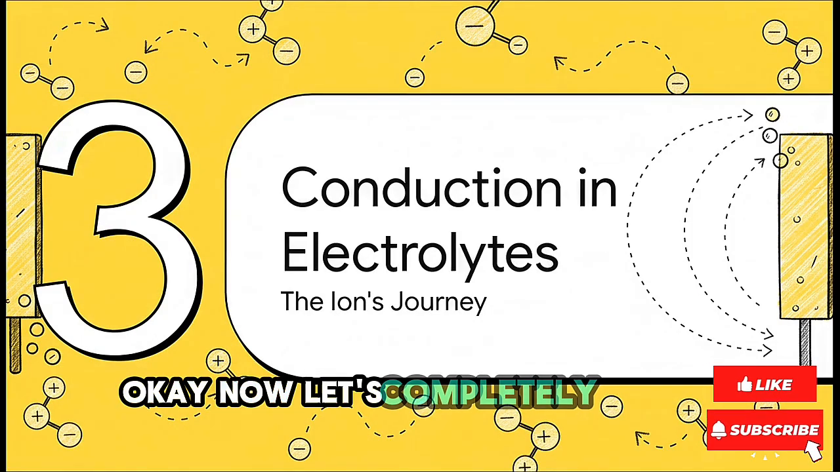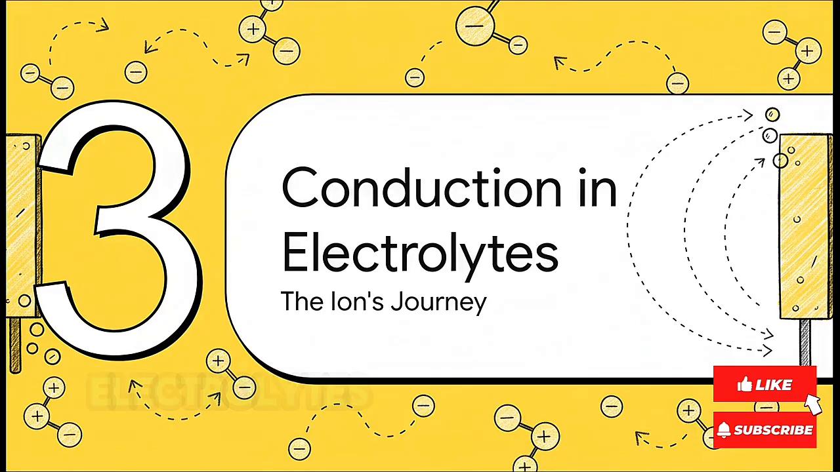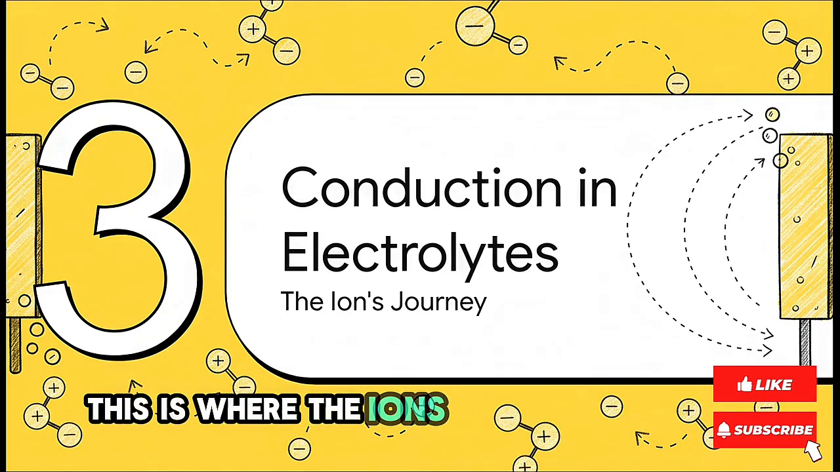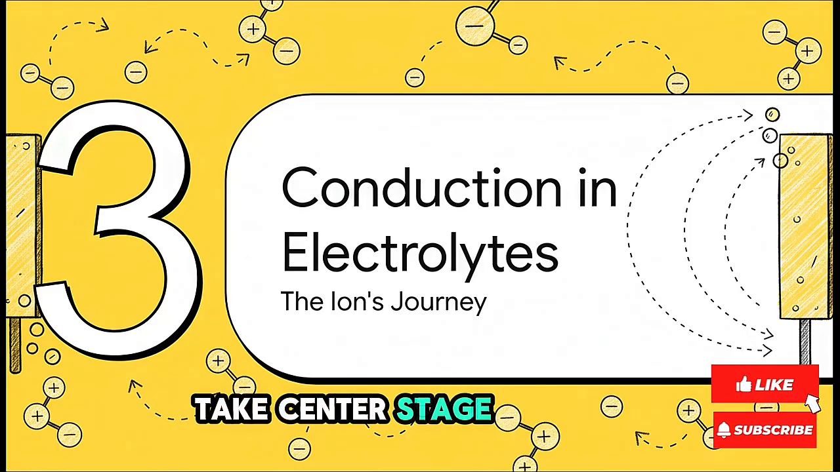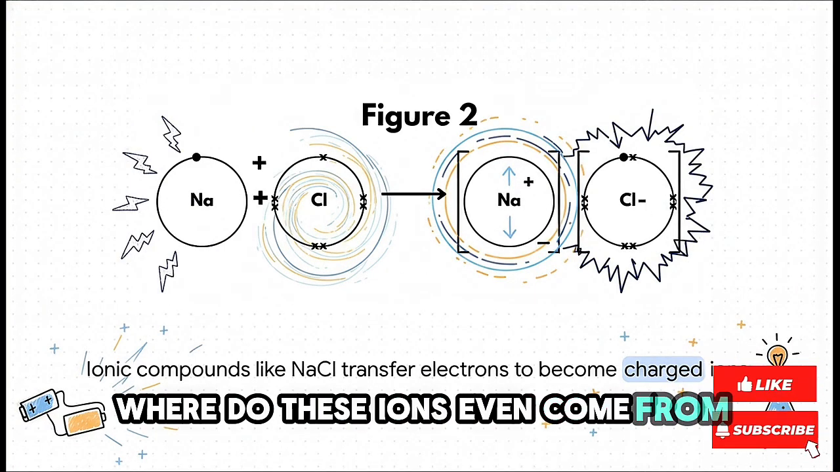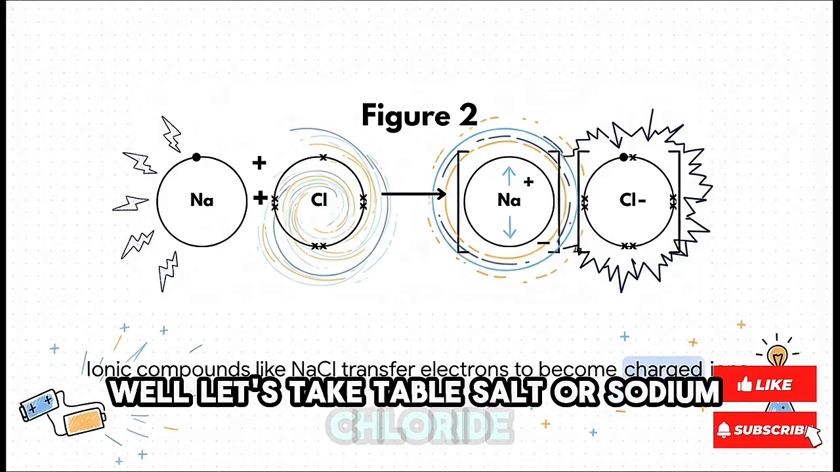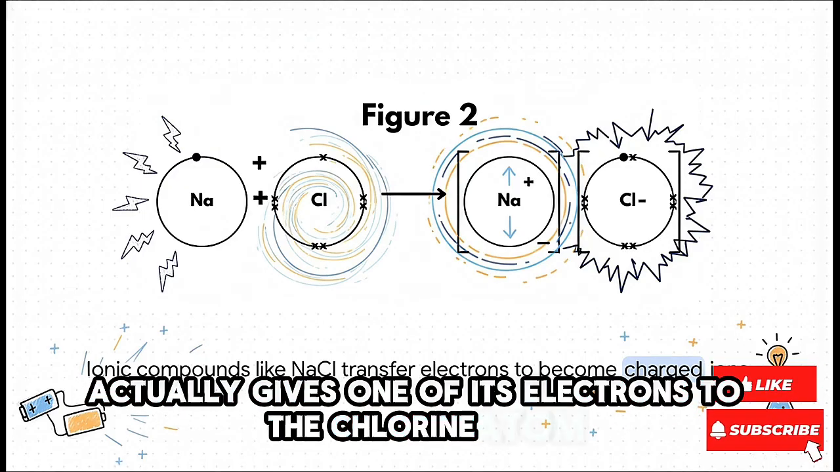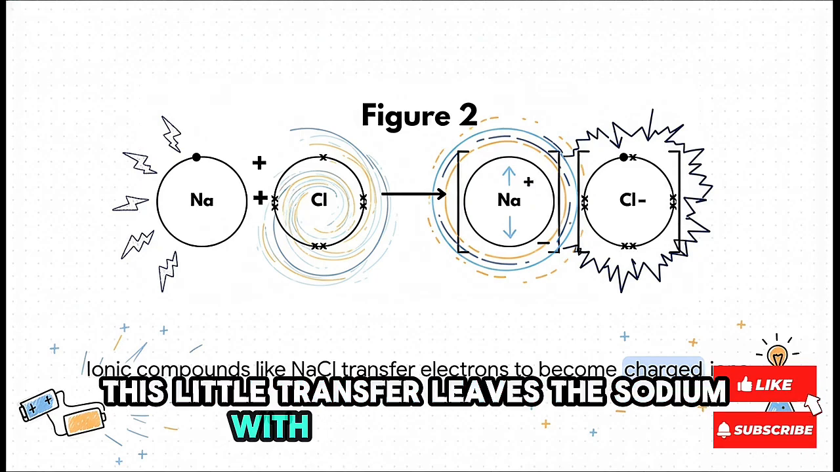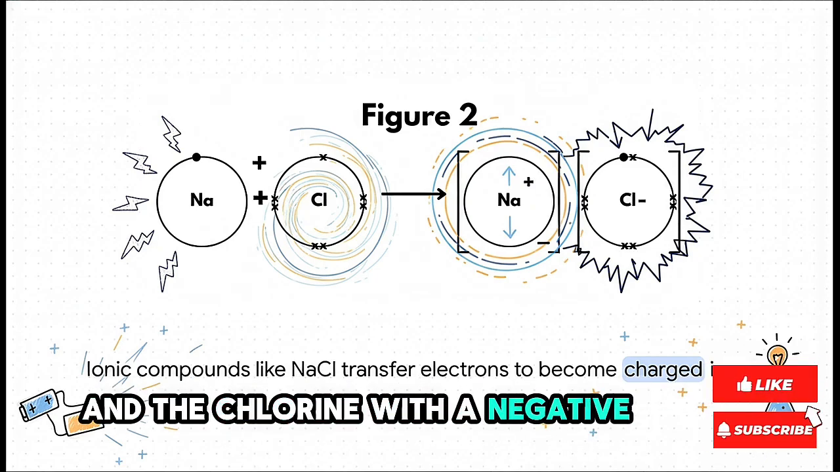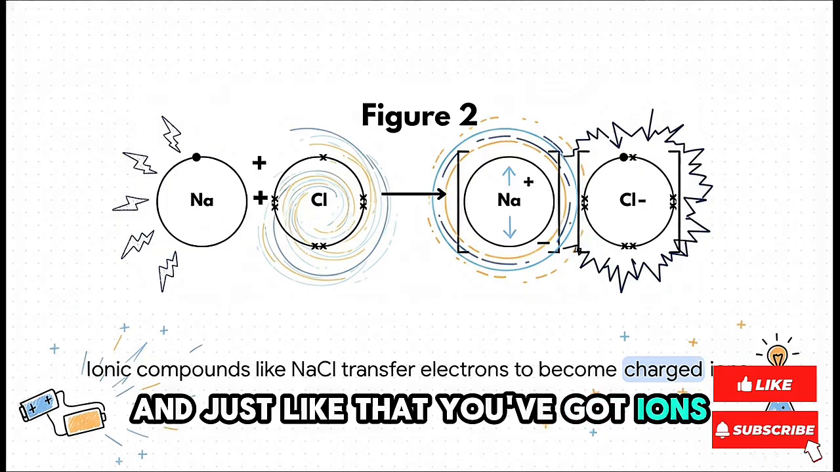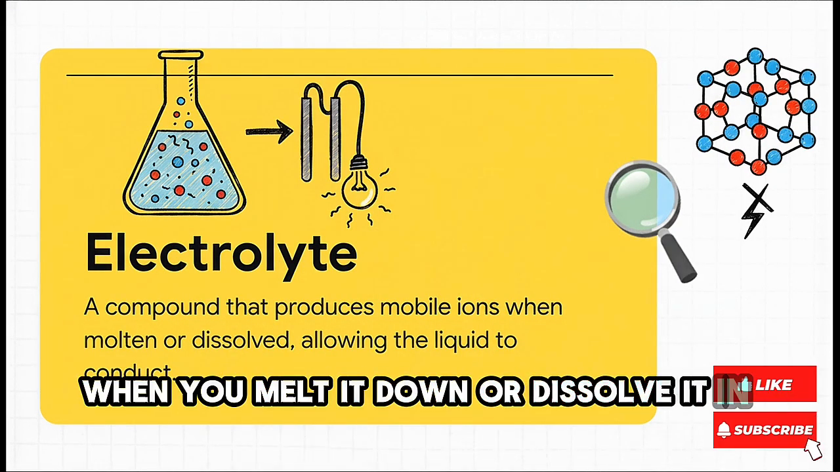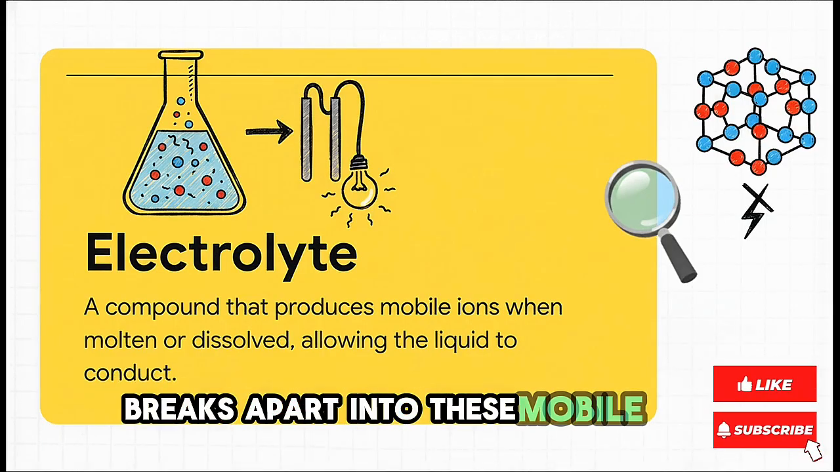Okay, now let's completely switch gears and look at our other case, electrolytes. The way they work is fundamentally different. This is where the ions, not the electrons, take center stage. First off, where do these ions even come from? Well, let's take table salt, or sodium chloride. What happens is the sodium atom actually gives one of its electrons to the chlorine atom. This little transfer leaves the sodium with a positive charge and the chlorine with a negative charge. And just like that, you've got ions. So an electrolyte is basically any compound that, when you melt it down or dissolve it in something like water, breaks apart into these mobile ions.